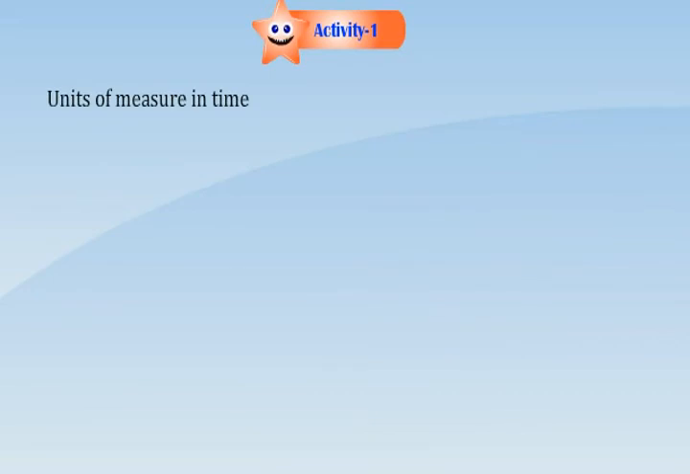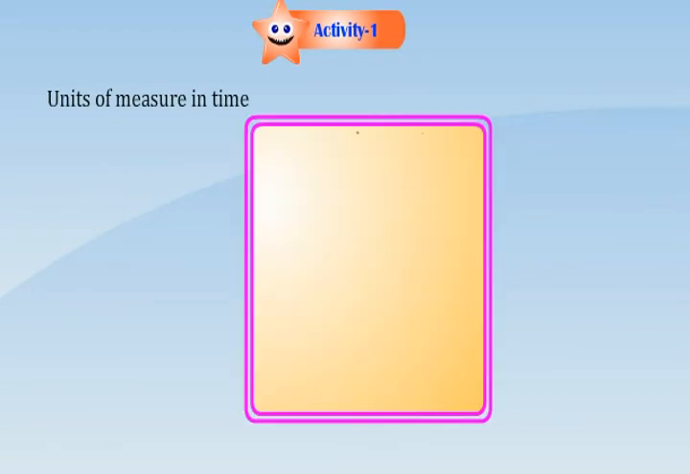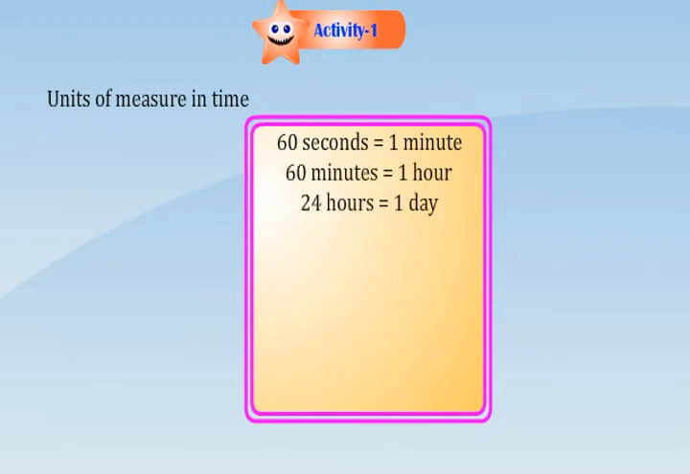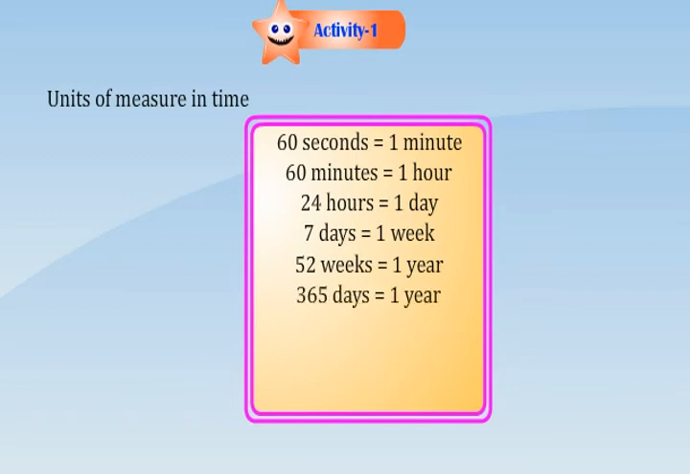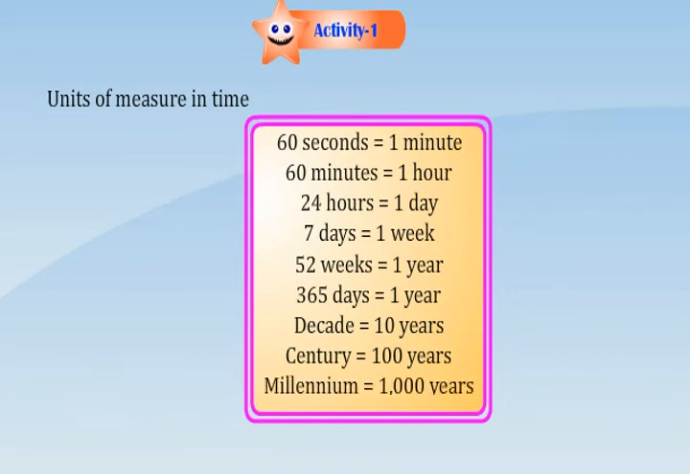Units of measure in time. 60 seconds is equal to 1 minute. 60 minutes is equal to 1 hour. 24 hours is equal to 1 day. 7 days is equal to 1 week. 52 weeks is equal to 1 year. 365 days is equal to 1 year. Decade is equal to 10 years. Century is equal to 100 years. Millennium is equal to 1000 years.